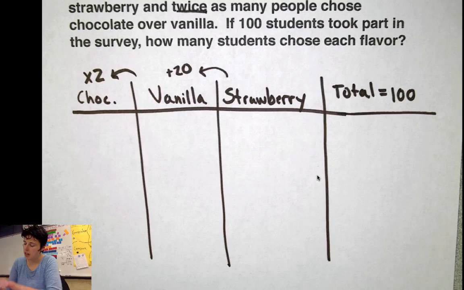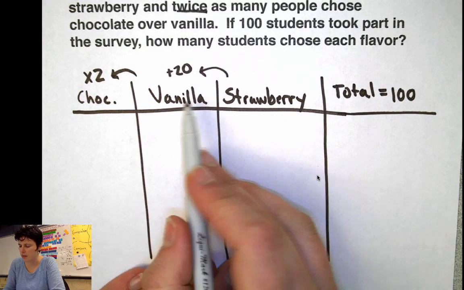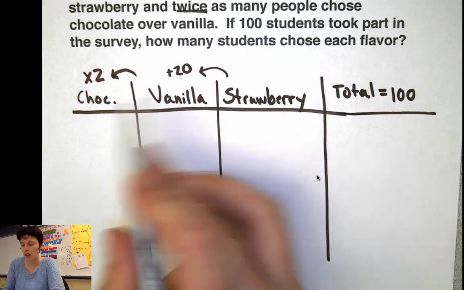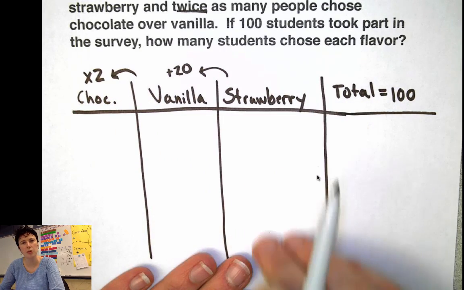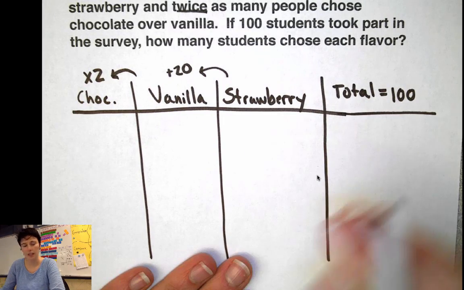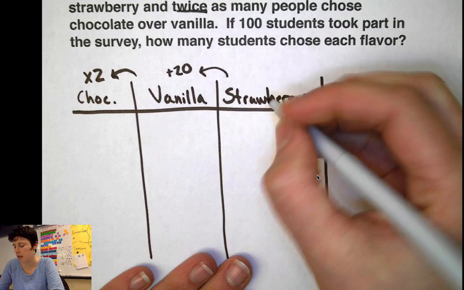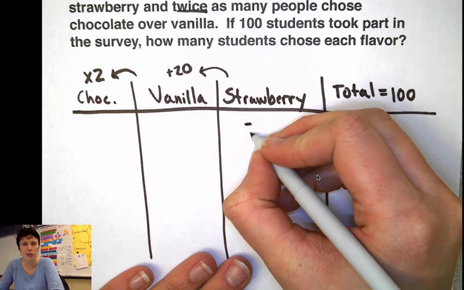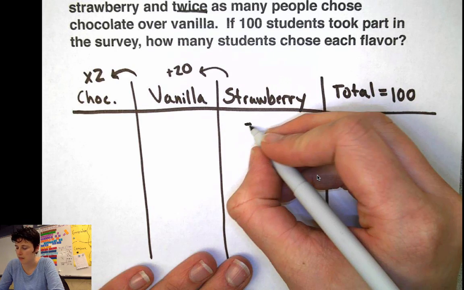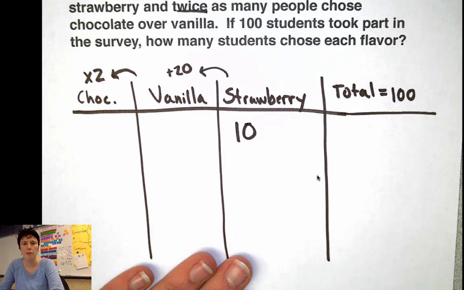And because I'm noticing that vanilla was 20 more than strawberry and chocolate was 2 times more than vanilla, I think I'm going to start my guesses with strawberry first. Like, just throw out a guess. We'll have to go small. Let's go for something like 10. Maybe there are 10 people who prefer strawberry.